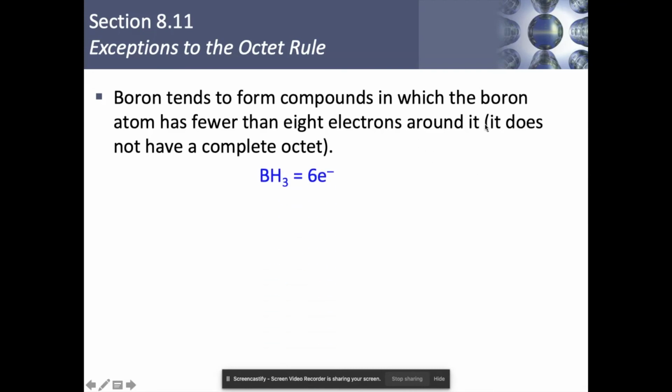So for example, we have BH3, boron, that has 3. Hydrogen has 1 apiece, but we have 3 of them, so we'd have 6 electrons. So if I were to draw that, it would actually look like this. And you'd think, hey, this boron doesn't have an octet. But guess what? Boron is totally happy just having 6 electrons around itself. So boron is a typical exception to the octet rule.